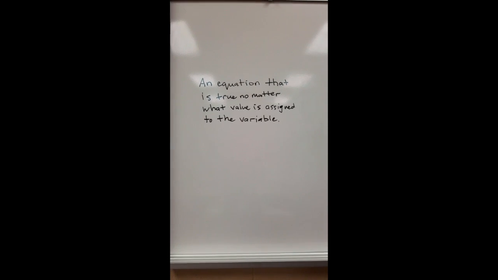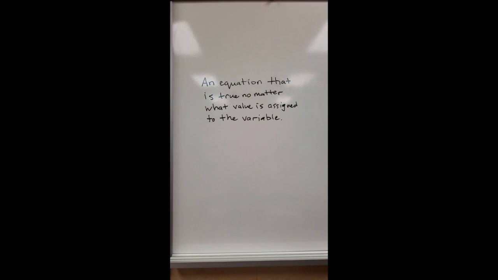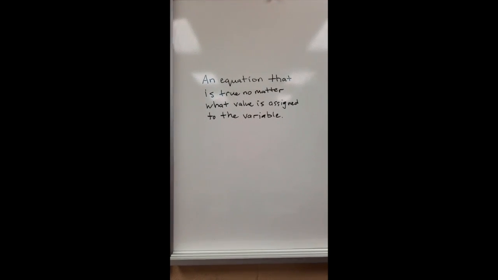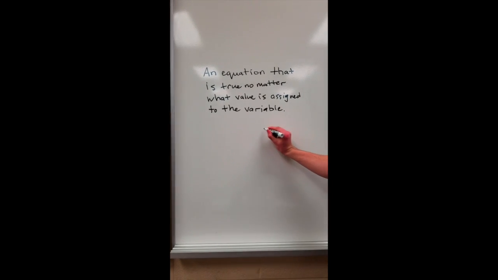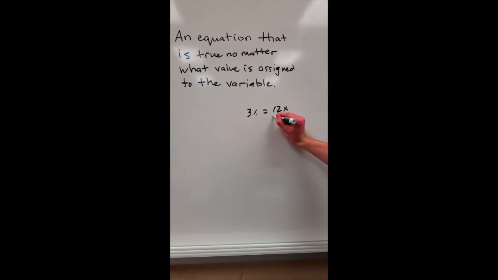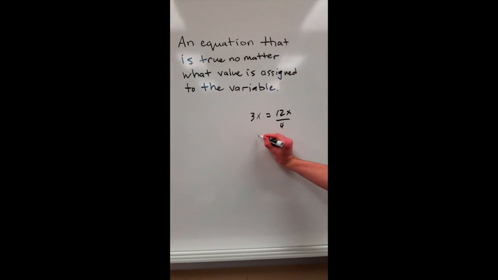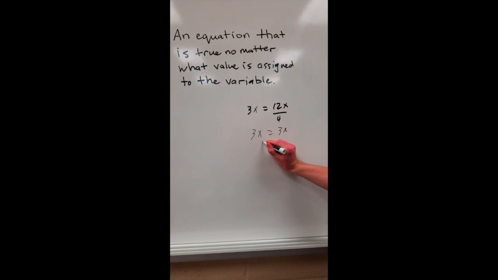To understand what double angle identities are, it is first necessary to understand what an identity is. An identity is an equation that is true no matter what value is assigned to any of its variables. A very simple example of this would be 3x equals 12x over 4, and then we can continue to simplify this until x just equals x.